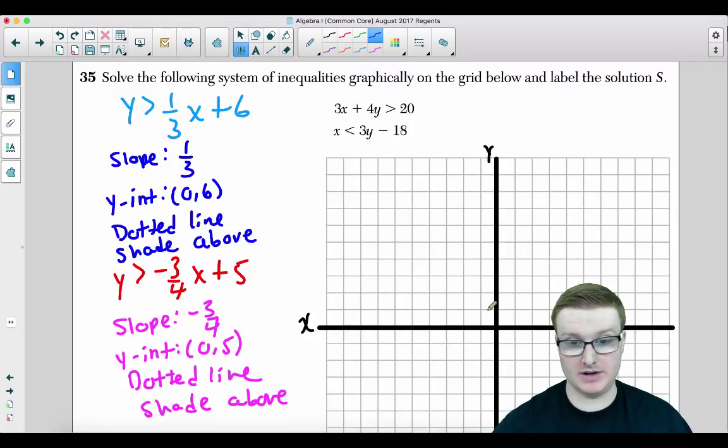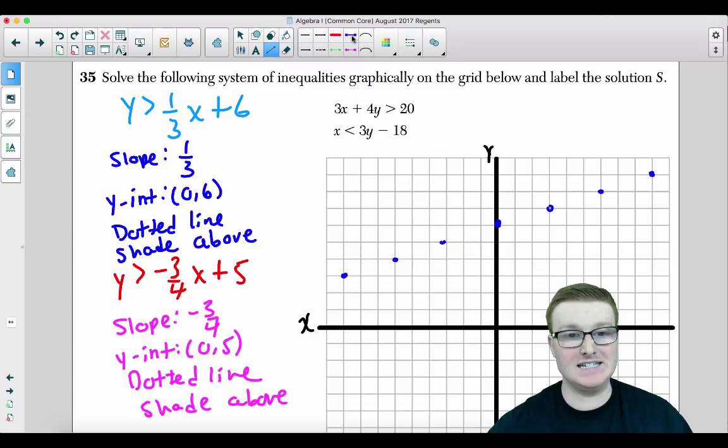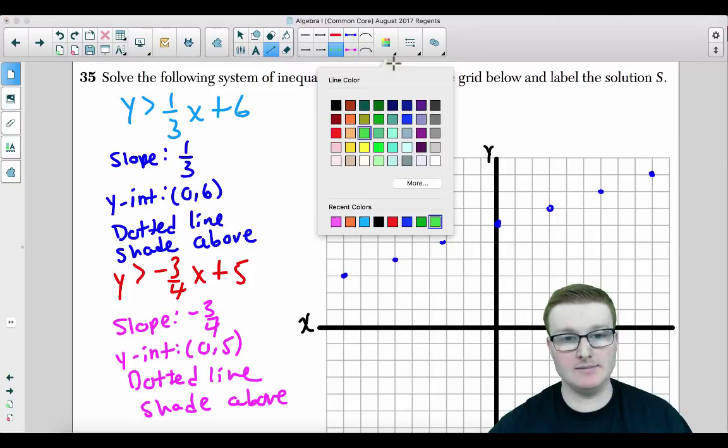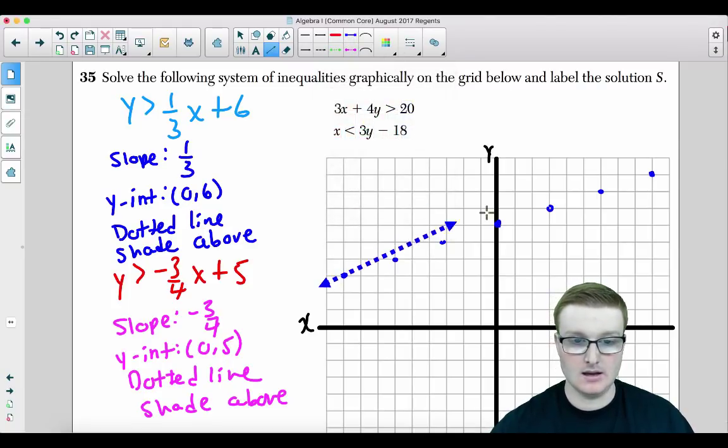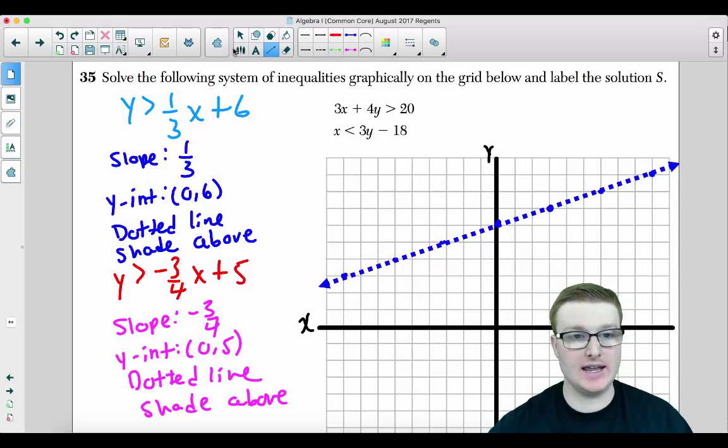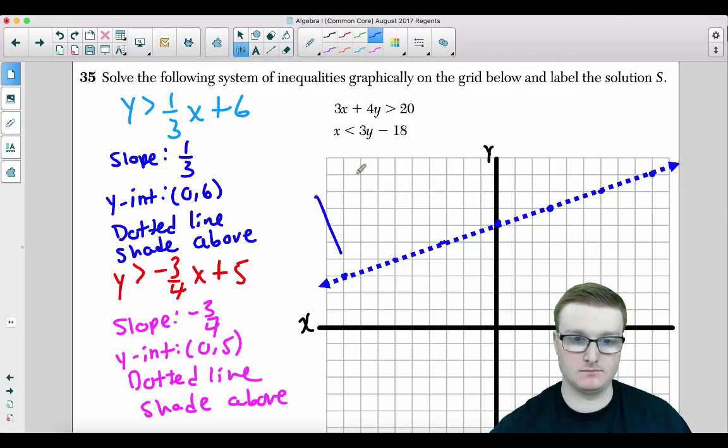I'm going to graph my blue line first. So we get y is greater than 1/3 x plus 6. So 1, 2, 3, 4, 5, 6. Up 1 to the right 3, up 1 to the right 3. Now we go down 1 to the left 3, down 1 to the left 3. That is a dotted line, people. Dotted line. Okay. And it is shading above.